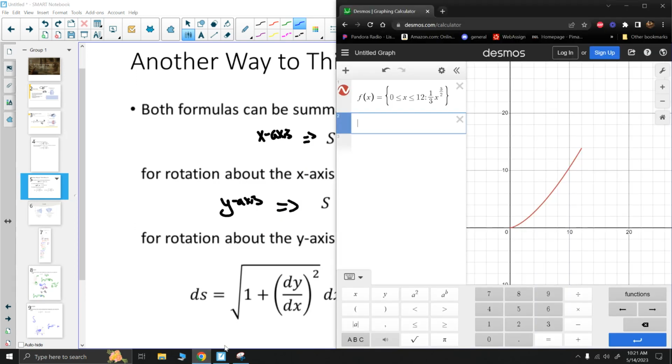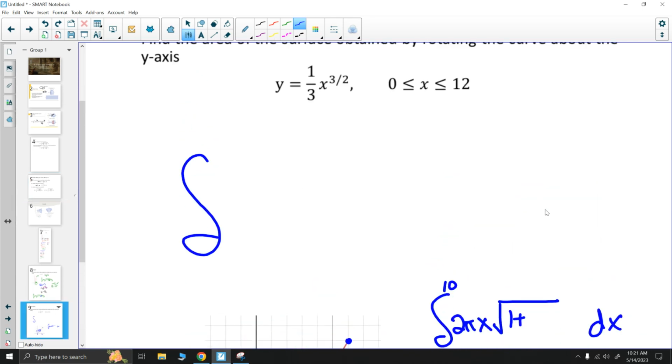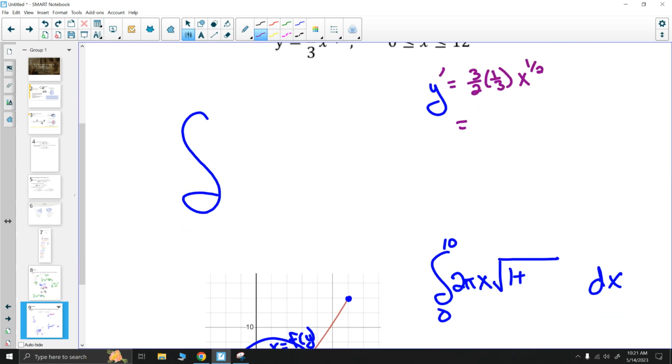Now clearly we want this thing in terms of x's, so we do want to describe this in terms of x. So if we called this y prime here, that would be 3 halves times 1/3, so 3 halves times 1/3 x to the 1/2. This is our derivative in terms of x. So cleaning this up, we get 3's canceling, and we have 1 over 2 x to the 1/2. And this is our y prime in terms of x, which is what we want. So we have 1/2 x to 1/2 squared.